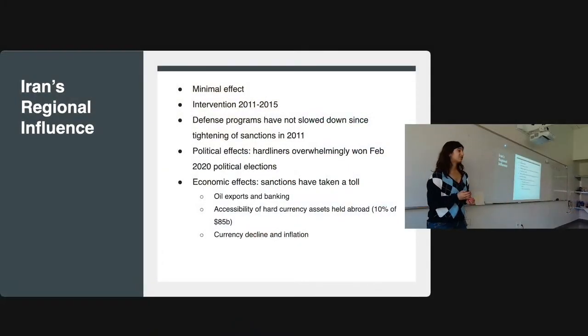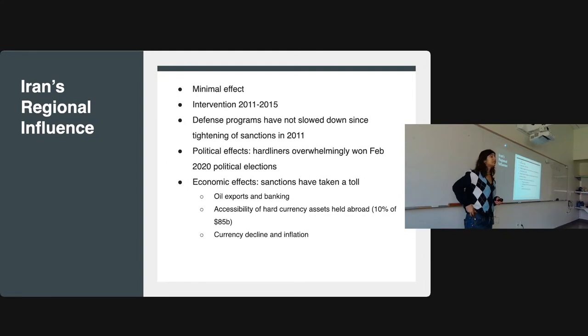In terms of how all of this affected Iran's regional influence and its role as a player in the Middle East, it had a pretty minimal effect. Iran continued to engage in foreign intervention from 2011 to 2015, which is when those really heavy sanctions were there. And its defense programs have not slowed down since the tightening of sanctions in 2011.